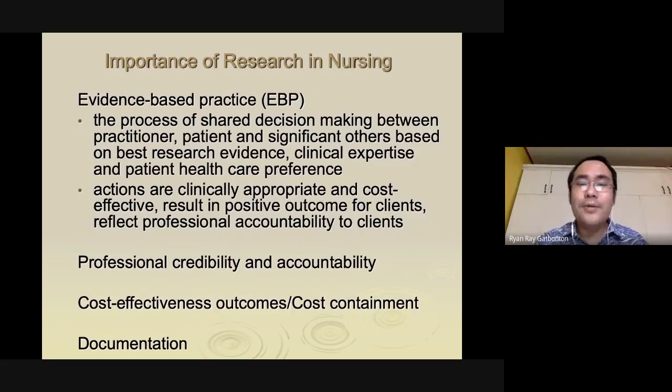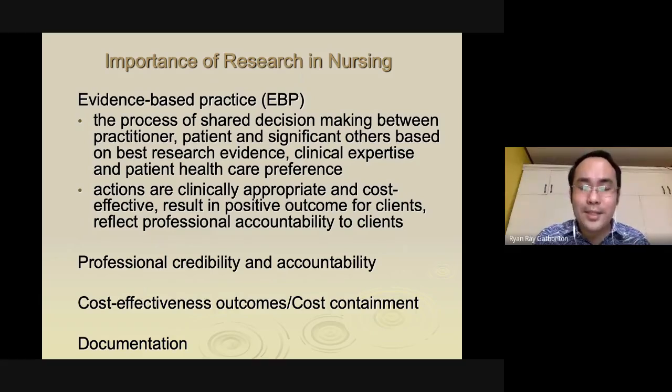Now, research is important in nursing because it develops our EBP. EBP stands for Evidence-Based Practice. I know you have heard this in your clinical duty. Some of your CIs have told you to read research so that you improve your evidence-based practice. Evidence-based practice is a practice that is rooted in research evidence, hence the name evidence-based.